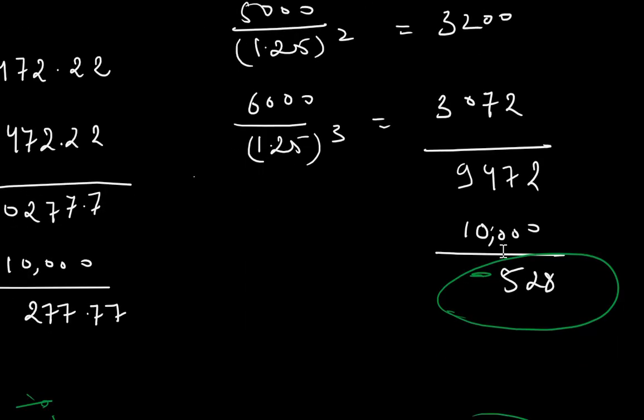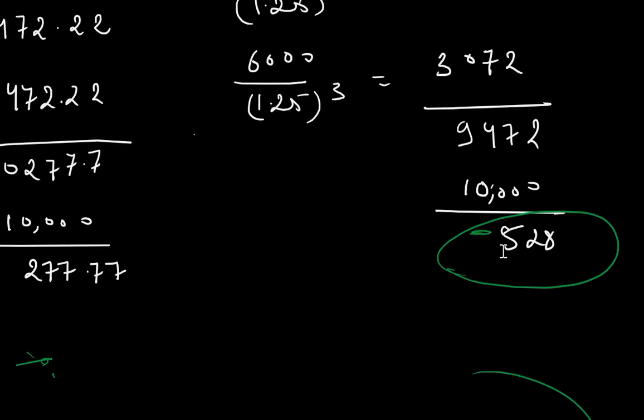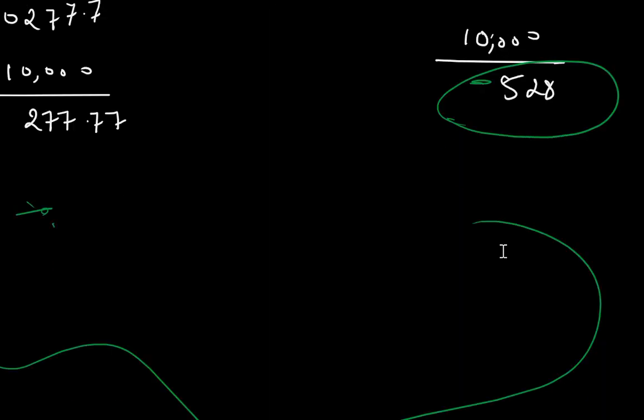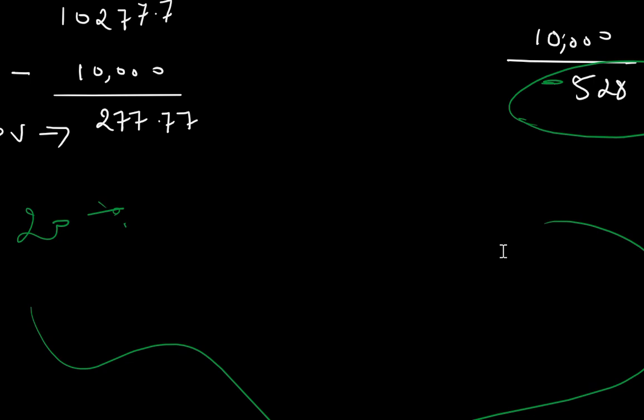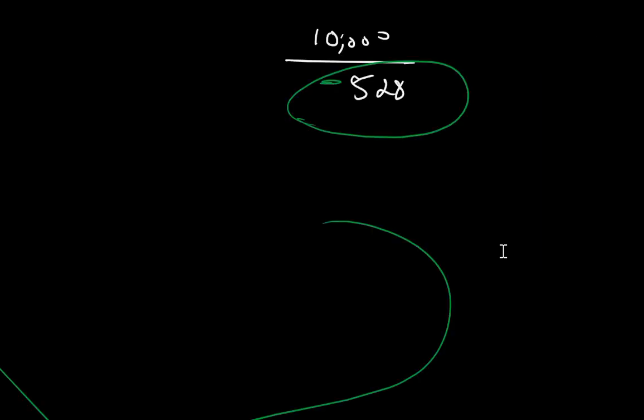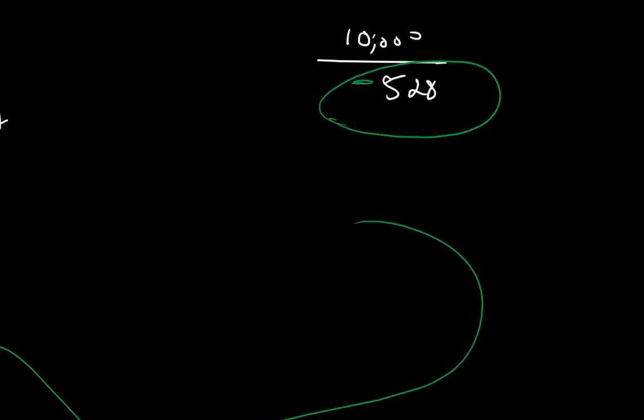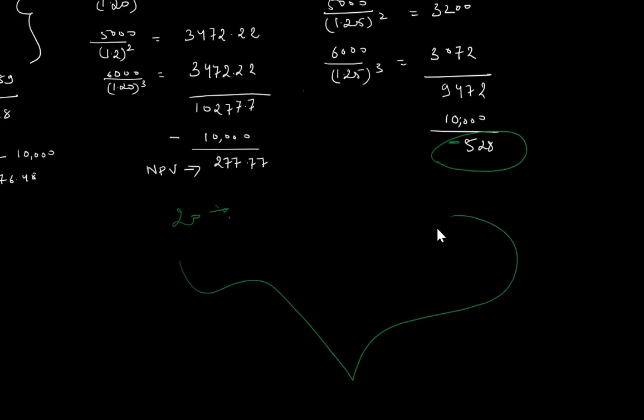Now we have got the NPV of minus 528. Now we have exactly what we needed. So at this point, at 20% the NPV is positive, and at 25% it is negative. This means that the IRR is somewhere between 20% and 25%. Okay. So to know exactly what the IRR is, we are going to use the interpolation method.